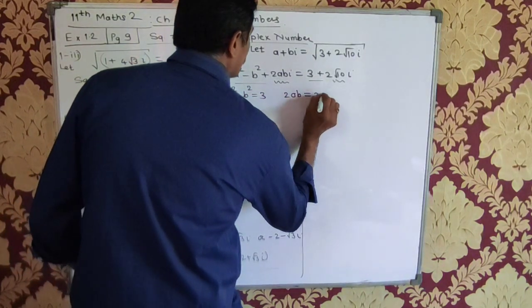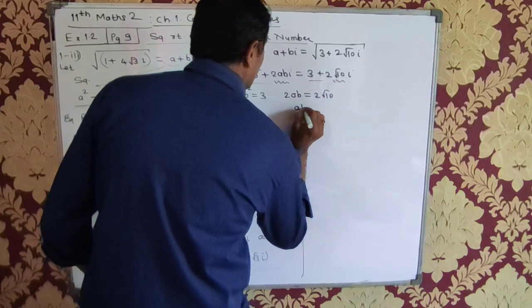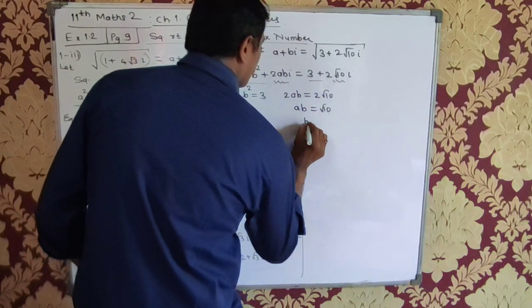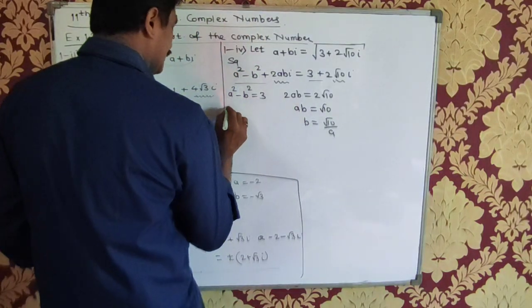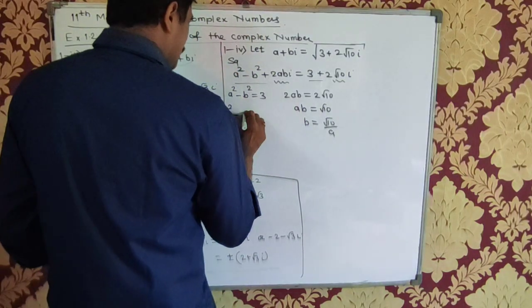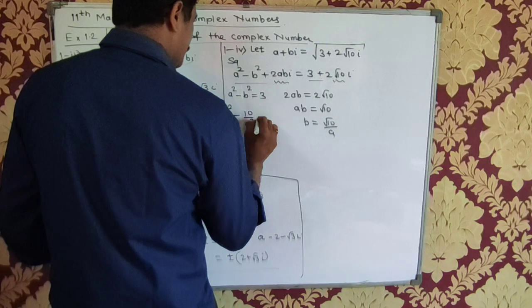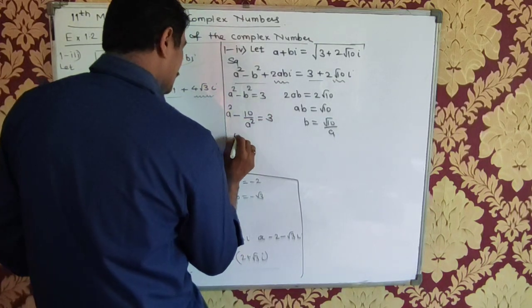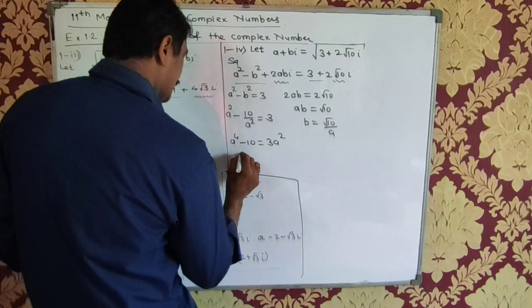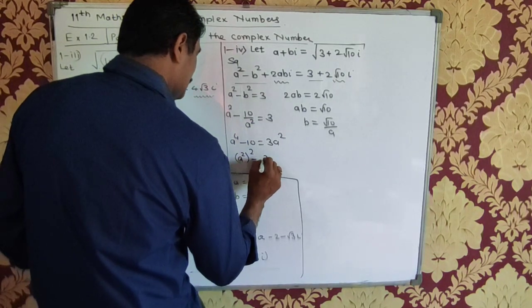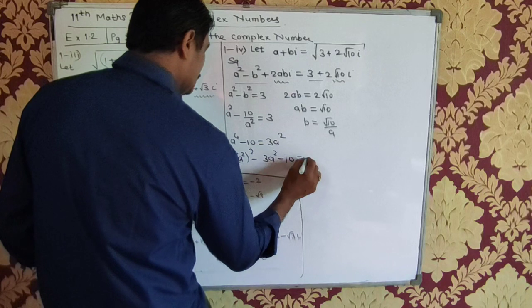and 2ab is equal to 2 root 10. So ab is equal to root 10 and b is equal to root 10 upon a. Substitute: a square minus 10 upon a square is equal to 3. a to the 4 minus 10 is equal to 3a square. a to the 4 minus 3a square minus 10 is equal to 0.